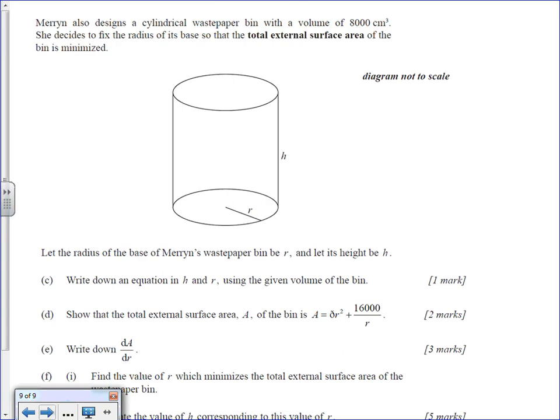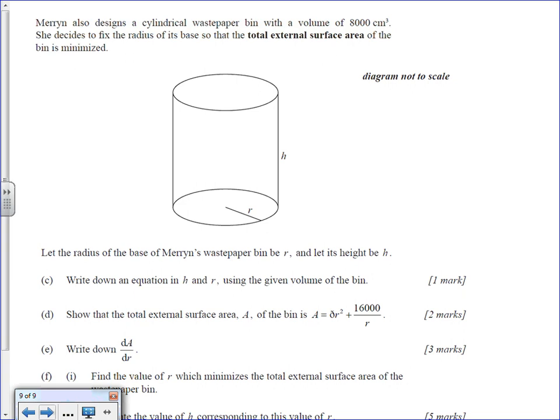Continuing on to Marin's cylindrical waste paper bin. She wants to keep the volume, but she decides to fix the radius at the base so it's not so small, so that the total external surface area of the bin is minimized. She doesn't want a super tall, skinny one. So she's going to change the radius.